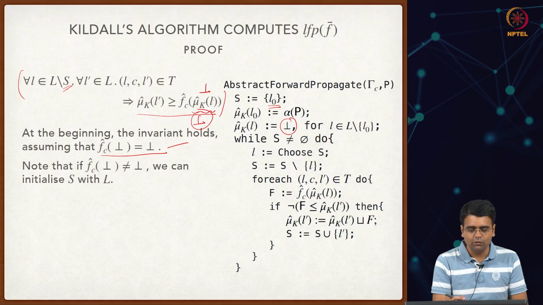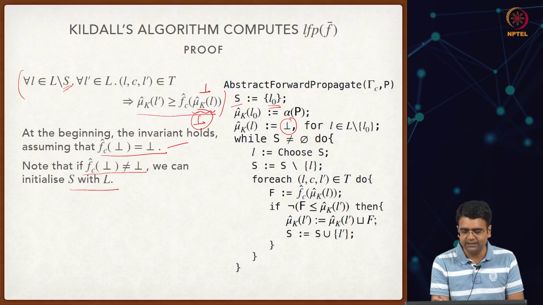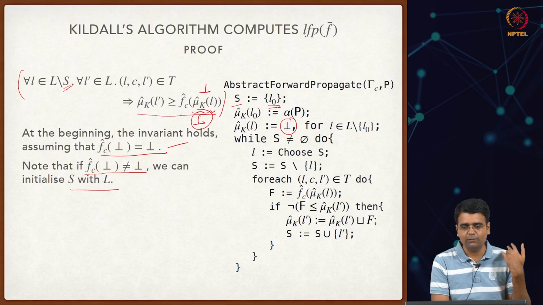Okay. Now you might ask, what happens if f at C of bot is not equal to bot? So in this case what we can do is we can simply initialize this S with the entire set L itself. So that's also fine. Okay. So if you initialize this set S with the entire set of locations L, that means that we will essentially also propagate bot.